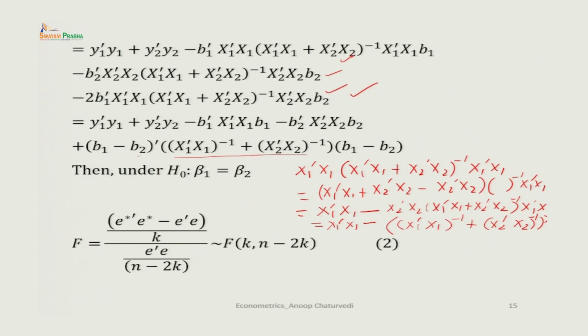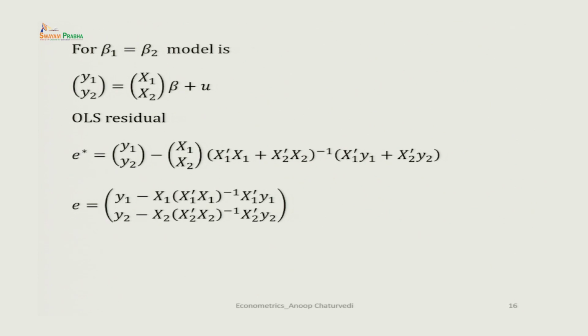So, you get B 1 minus B 2 transpose, x 1 transpose x 1 inverse plus x 2 transpose x 2 inverse, whole inverse, then B 1 minus B 2, under H naught when beta 1 is equal to beta 2. Now, we define the F ratio equal to E star transpose E star minus E transpose E divided by K upon E transpose E divided by n minus 2 k, and this follows F k, n minus 2 k. So, here I have given the detailed derivation of F ratio also.